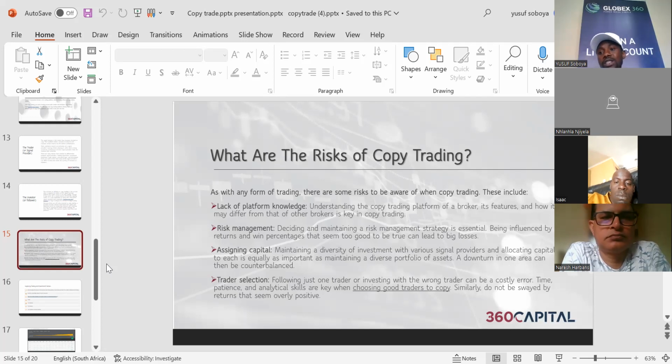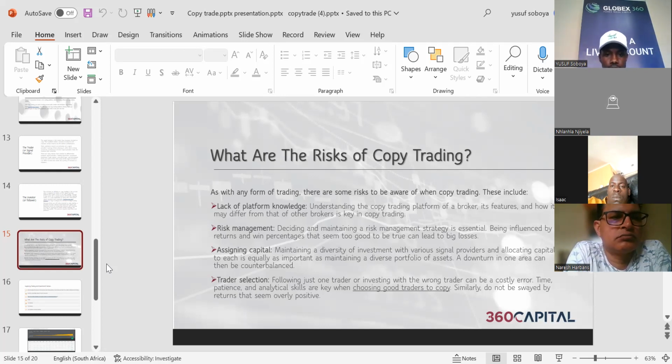That's number 2. Number 3, assigning a capital. It's very important to start with a decent capital because it's a high-risk investment. So having a minimum of $500 is better. $300, $500 going upwards, it's much better.